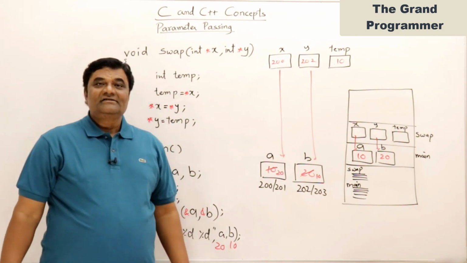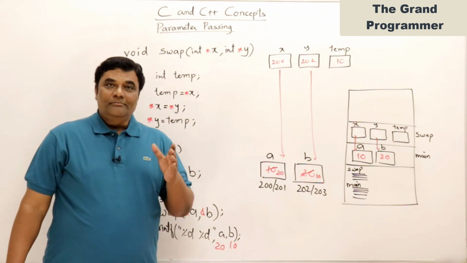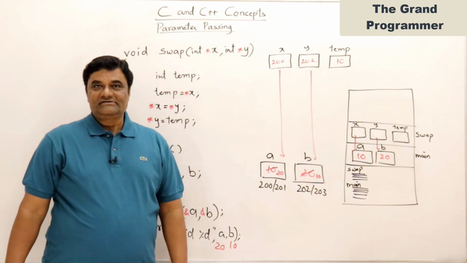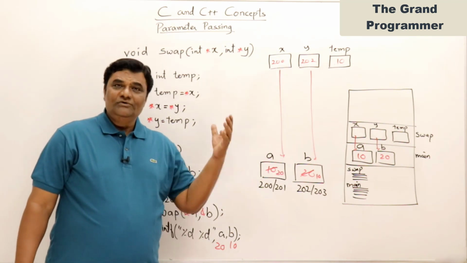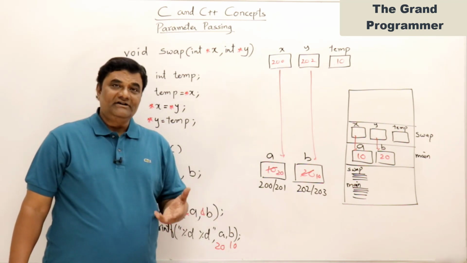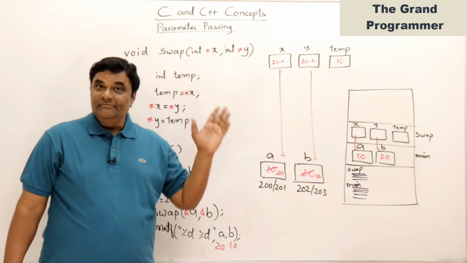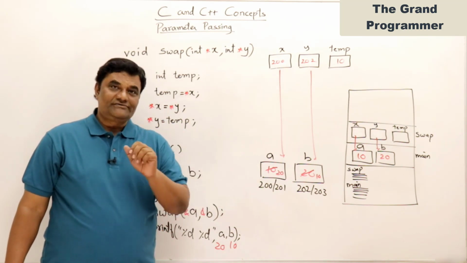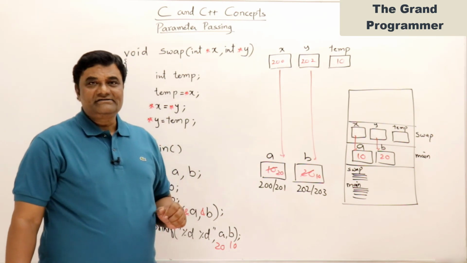So call by address is a suitable mechanism for modifying the actual parameters. We will be using this type of code more frequently in our programs, so you should be familiar with this one. Call by address is more useful. So that's all about call by address.